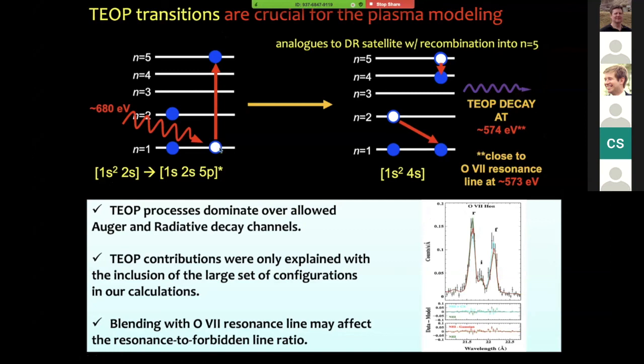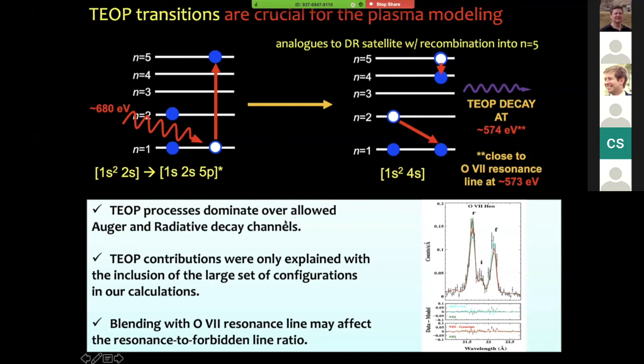However, it doesn't do this. Here what happens is that the 2s electron goes down, simultaneously the 5p electron goes to 4s, and it emits a photon at roughly 574 electron volts, which is 100 electron volts off from our excitation energy. An interesting thing about this transition is that it is similar to the dielectronic satellites with the recombination into n equal to 5. And the satellite energy is very close to the oxygen 6+ resonance line.